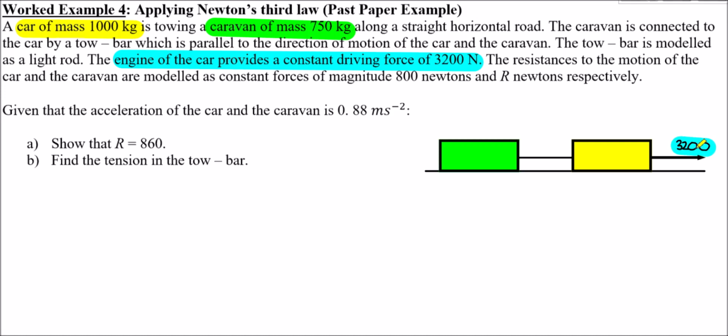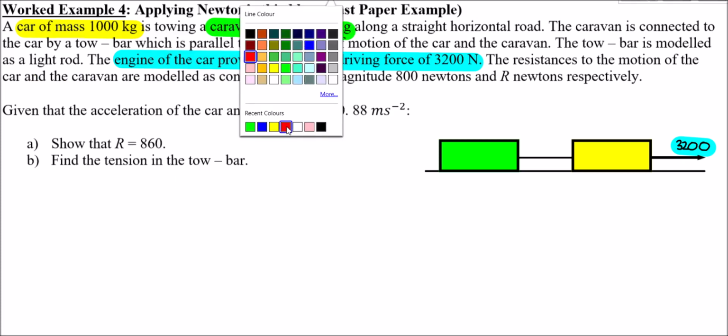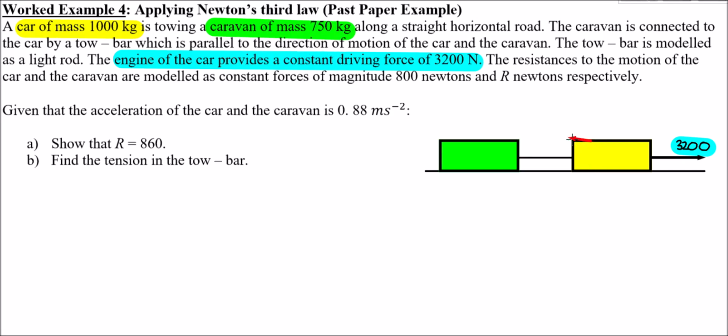What else do we know? Oh, we're told resistances to the motion of the car and the caravan are modelled as 800 and R newtons respectively. So car, caravan, 800, R. So car must be 800 newtons. Just going to draw this on first of all. So we've got 800 newtons acting against the car. So I'm just going to draw a line there, call that 800 newtons.